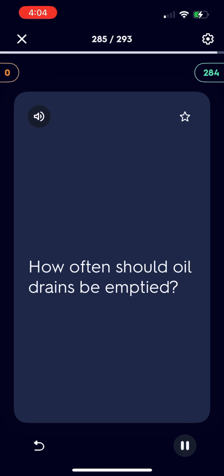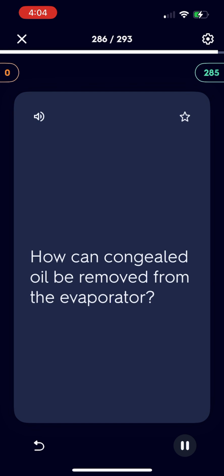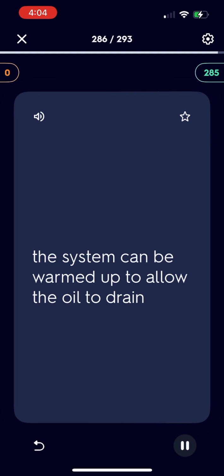How often should oil drains be emptied? Once per week. How can congealed oil be removed from the evaporator? The system can be warmed up to allow the oil to drain.